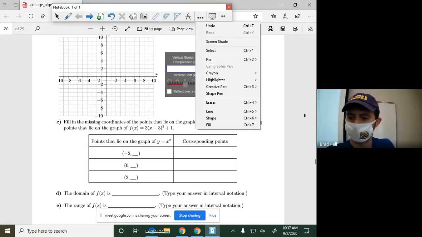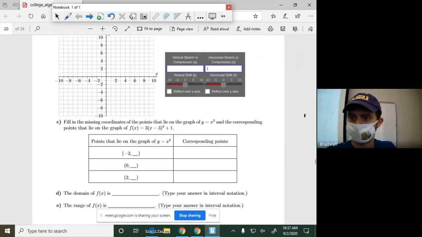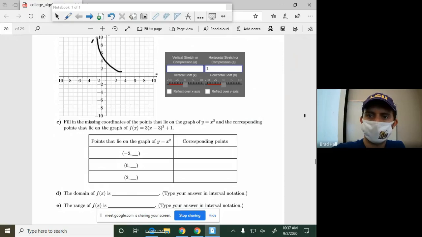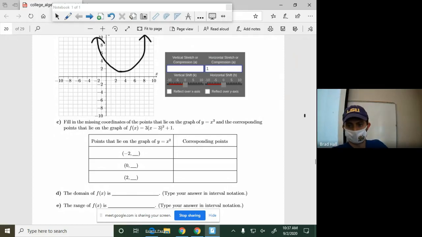So let's see, the graph that we had, which will be relevant later. 3x minus 3 plus 1. I'll just redraw this, because that'll come up in a bit. So for part C, find the missing coordinates. Part C is asking, since we're dealing with transformations, how do points transform once you shift.